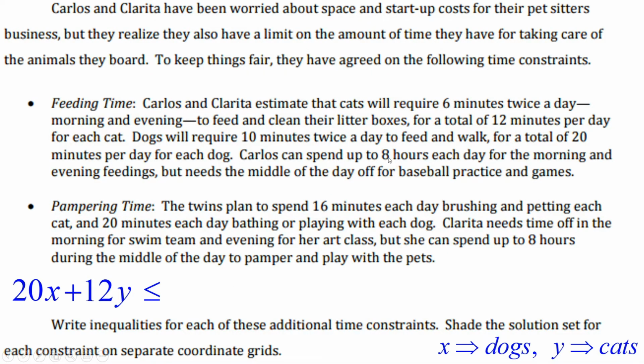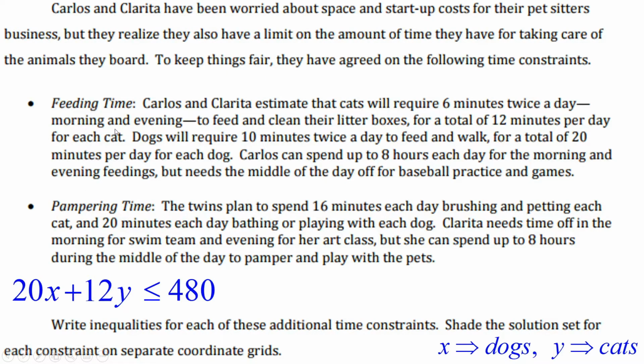8 hours. Now this is a common mistake because some people would put 8 right here, but aren't the times on the left in minutes? So we're going to have to convert 8 hours to minutes. How many minutes are in 8 hours? Well, isn't there 60 minutes in 1 hour? So 60 times 8 would be what? Well, 6 times 8 is 48, so 60 times 8 would be 480 minutes. So there is our inequality in standard form for the constraint for feeding time.